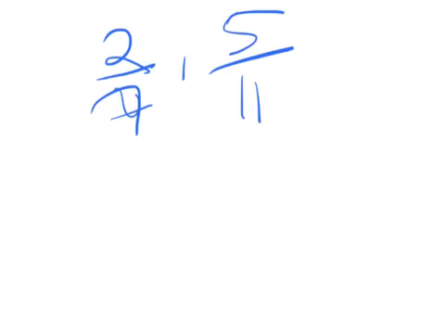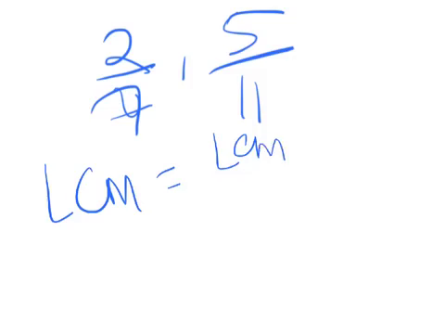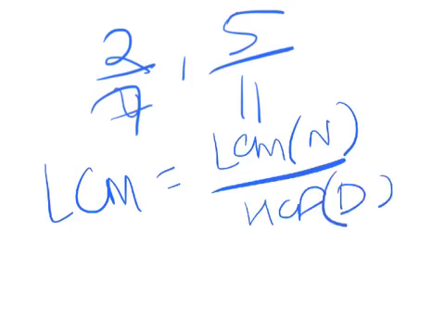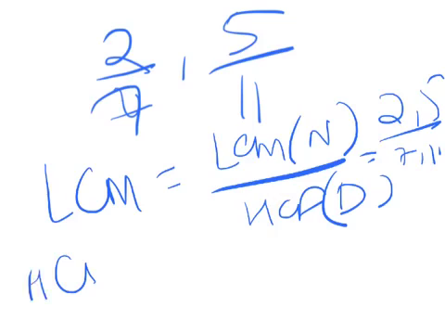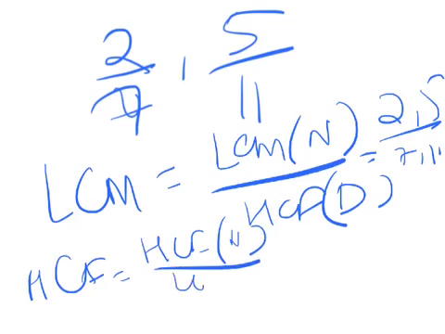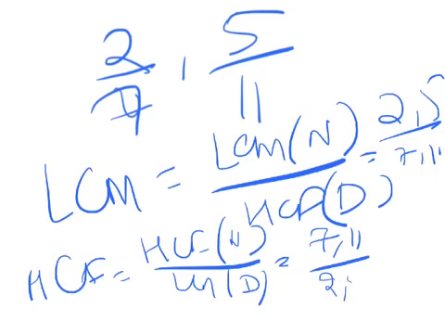Yes, sorry, what will you do? The LCM of such numbers is very simple. LCM of the numerator divided by HCF of the denominator. Numerator's LCM, meaning the LCM of 2 and 5, and the HCF of 7 and 11. And the same HCF will be the reverse: HCF of the numerator divided by LCM of the denominator. HCF, meaning the HCF of 7 and 11 and the LCM of 2 and 5.